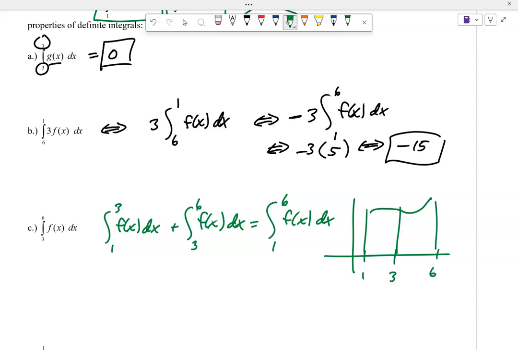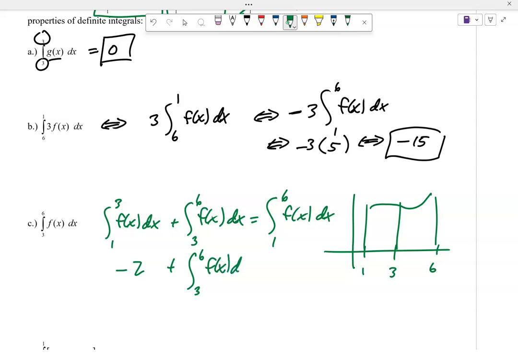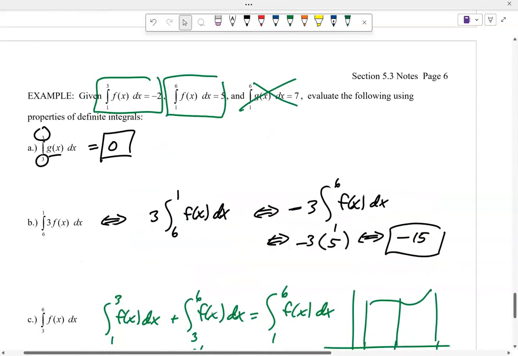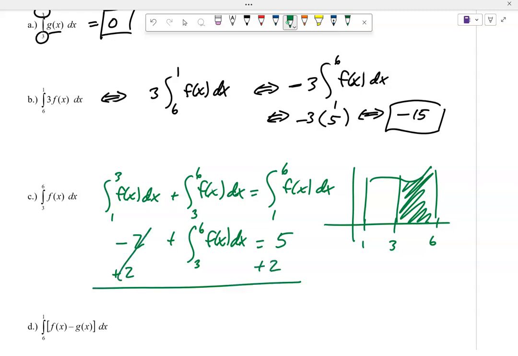Right? And I have 1 to 3. From 1 to 3 is negative 2. I don't have 3 to 6. This is my unknown here. I do have 1 to 6. That looks like it's 5. Okay, so I'm looking for this one, right? I have the other two. I have the 1 to 3 part, and I have the whole thing part. So how do I solve the 3 to 6 part? Well, I just add 2 to both sides here. And so 3 to 6 area would be 7.